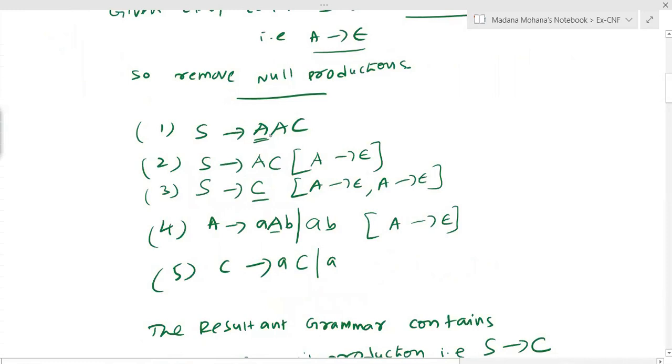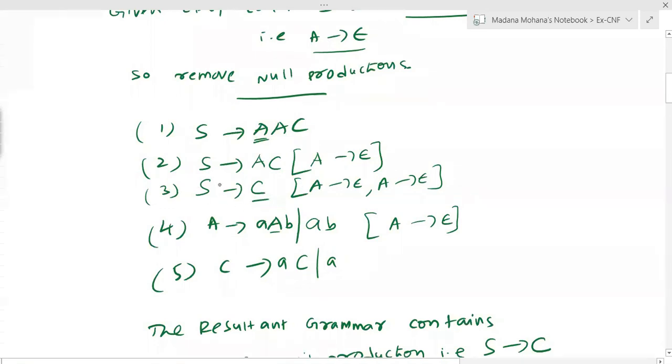Then you will get AC as the result. Then middle A: also if you can substitute null, again you will get AC only. But no duplicate productions are considered; you can take only one time. Then two combinations: if you substitute both A's as null, then you will get C. Here 2 times A is substituted.